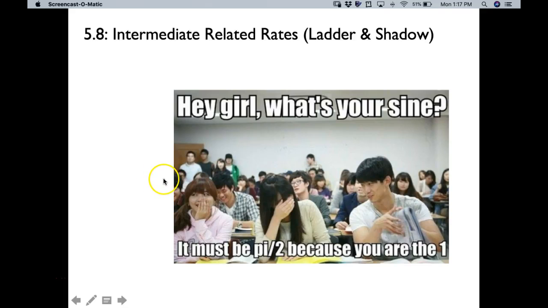Okay guys, today we're doing 5.8. It's intermediate related rates. Today we're doing basically two types of problems. They're called the ladder problem and the shadow problem. And your worksheet will also go back and do some of those beginner related rates as well. So let's just get started. I'll show you how to do these two problems and that'll be today's lesson.